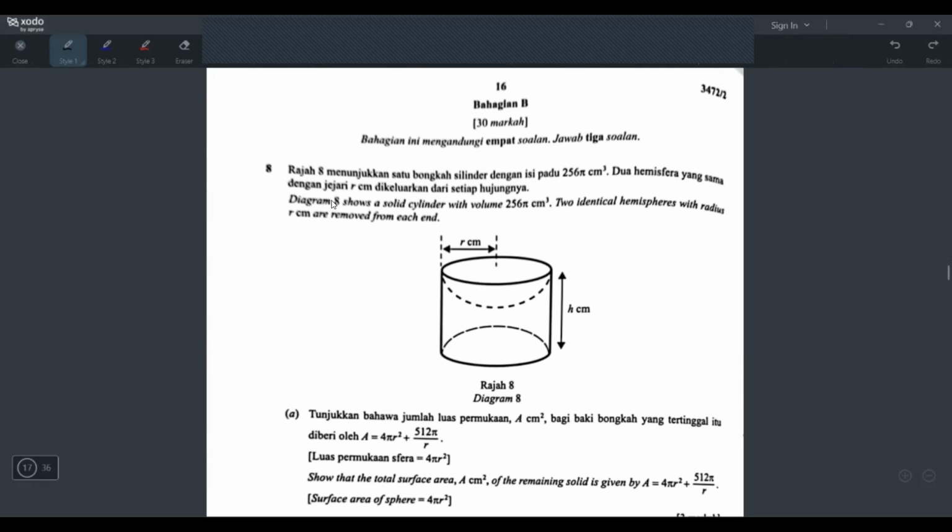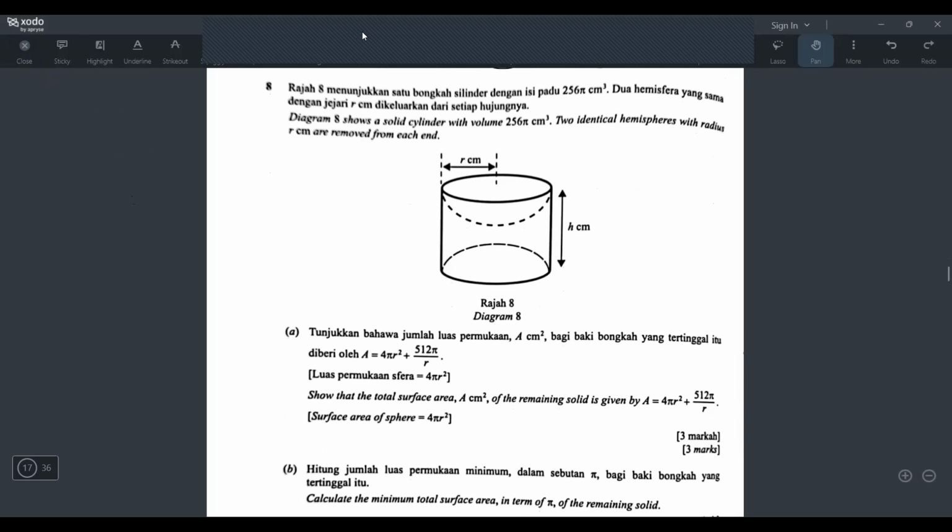Okay, number 8. Now we are at Bahagian B. Bahagian B says this section contains 4 questions, answer 3 questions. Okay, I will answer all 4 questions. In this video I will answer all 4 questions, but in the exam you only choose 3. Okay, let's go, number 8.